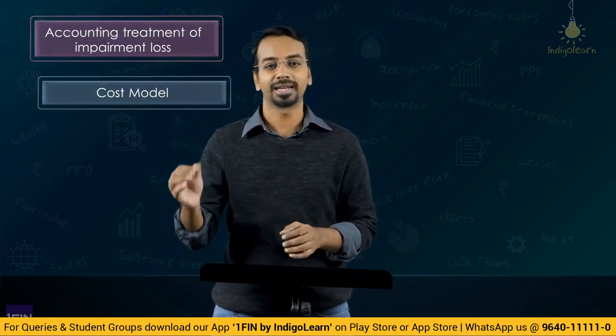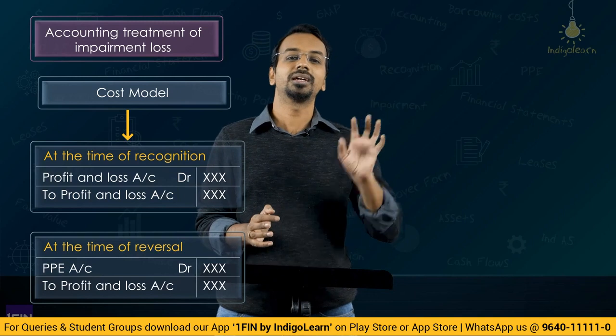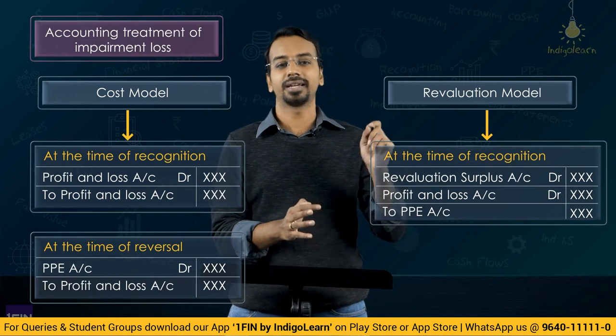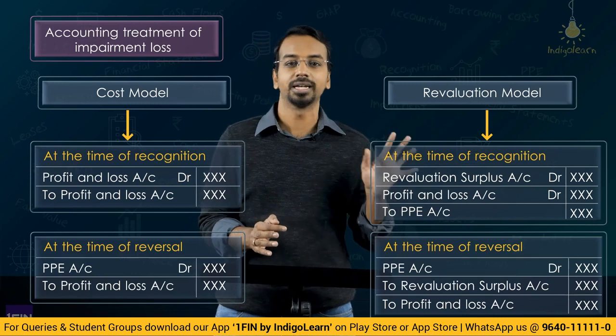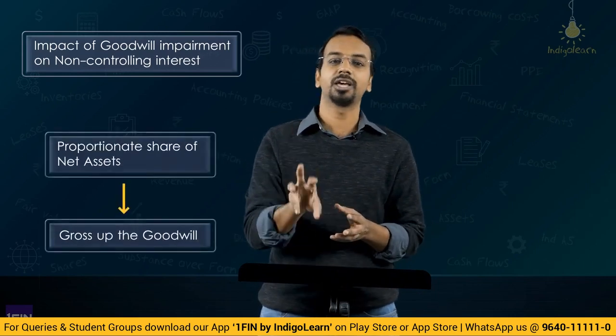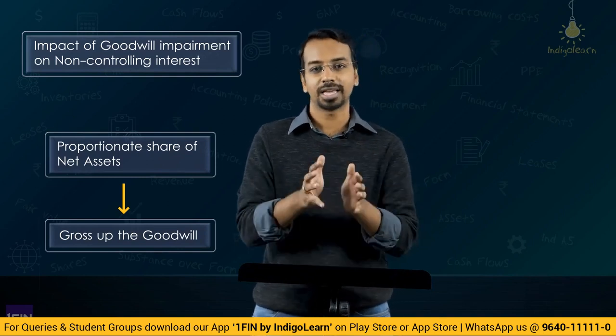Now after determining the impairment loss or reversal of impairment loss, where should you recognize them? If there is an impairment loss and the entity is following the cost model, the impairment loss will be recognized in P&L. Reversal of impairment loss will also be recognized in the P&L. If the entity is following the revaluation model, then the impairment loss will be treated as if it is a downward revaluation and treated accordingly. Reversal of impairment will also be treated as if it is an upward revaluation and treated accordingly. Then we also spent some good time and understood the impact of goodwill impairment on non-controlling interest. If the entity is following the proportionate share of net assets method, then you'll have to gross up the goodwill and calculate the impairment loss accordingly, right?